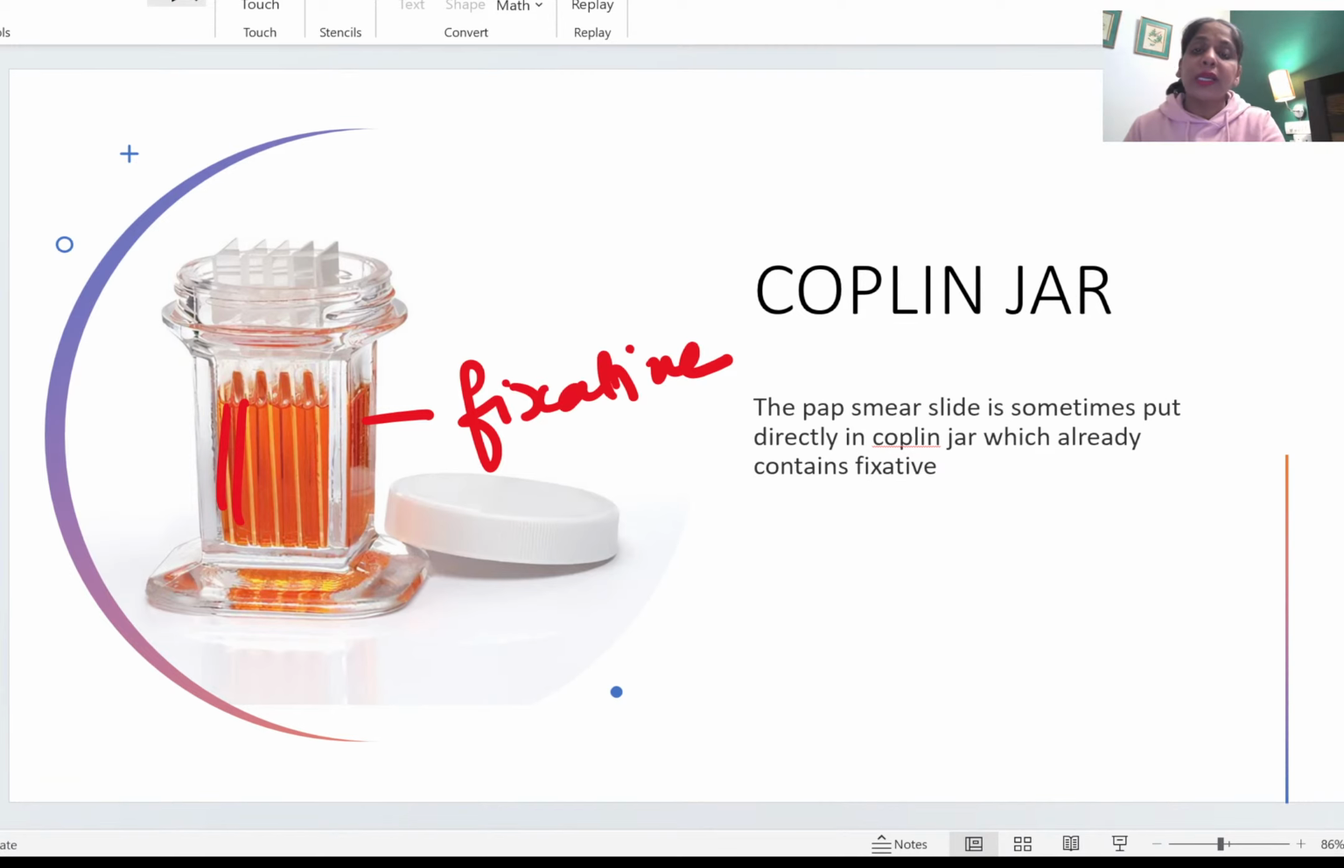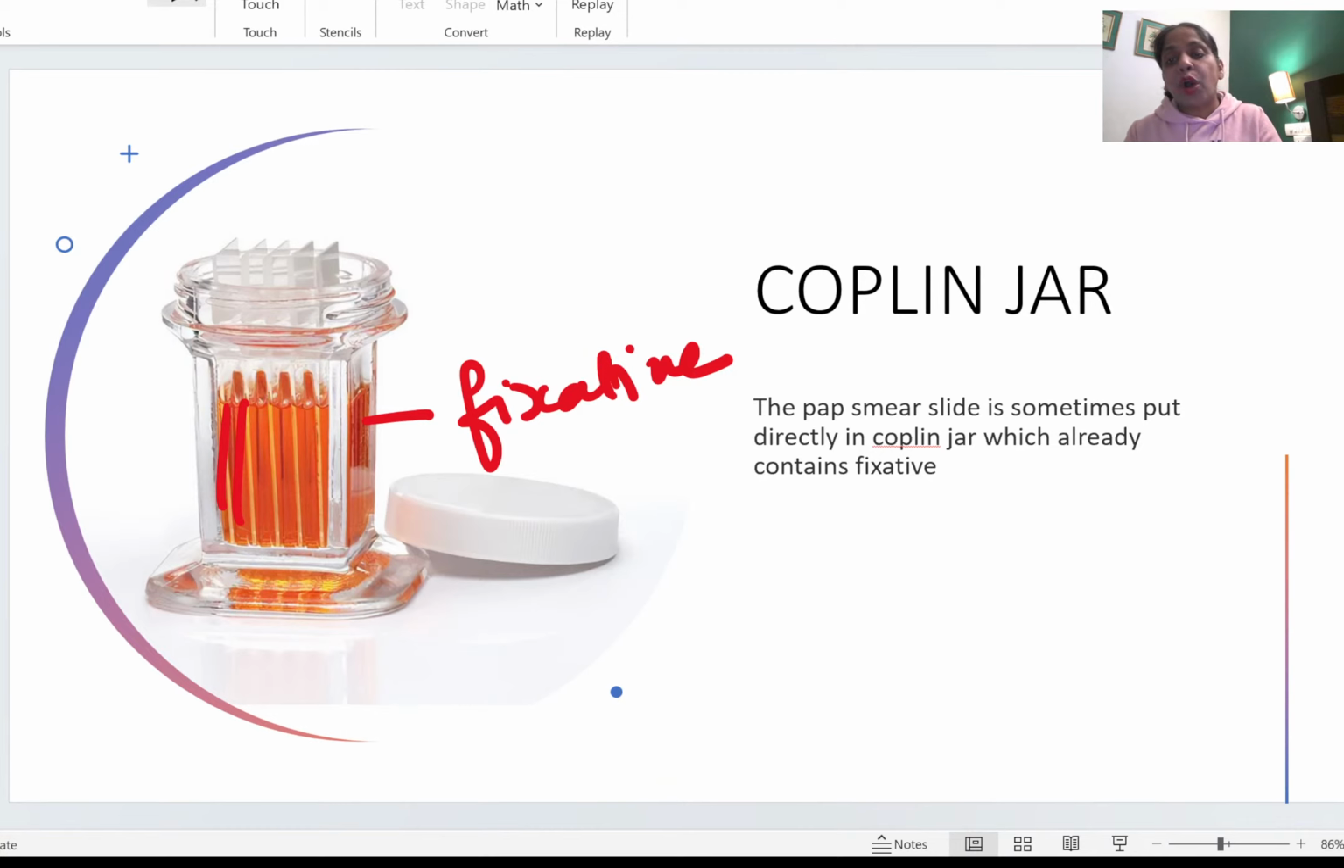Can anyone tell us what this jar is? What is the name of this jar? This jar is called Coplin's jar. First we would prepare the slide, fix it with ethanol, and then send it to the pathologist. Sometimes, when we transport the slide, as it is made of glass, it used to break.